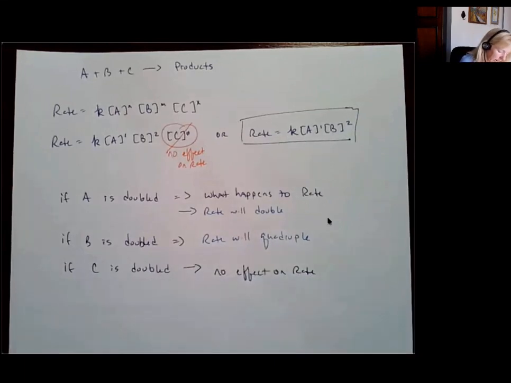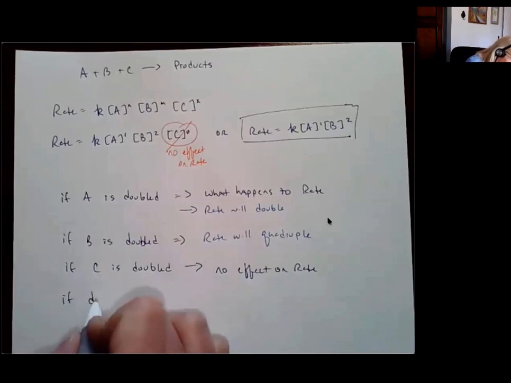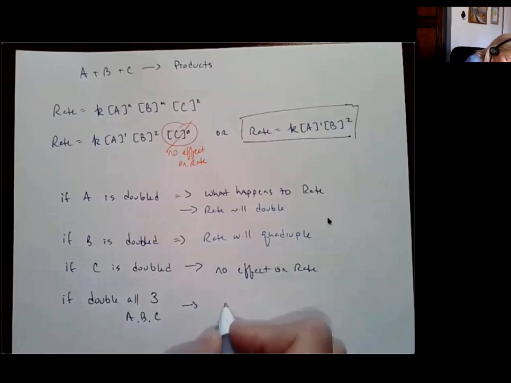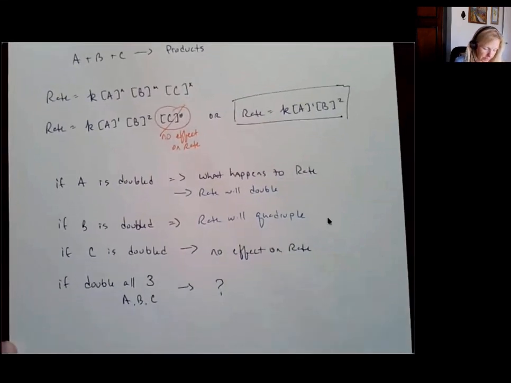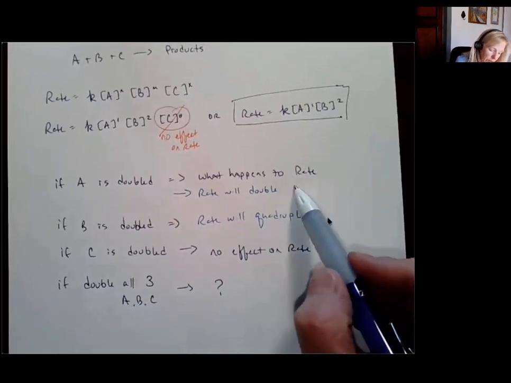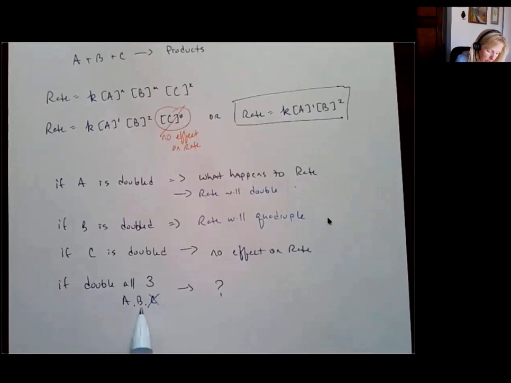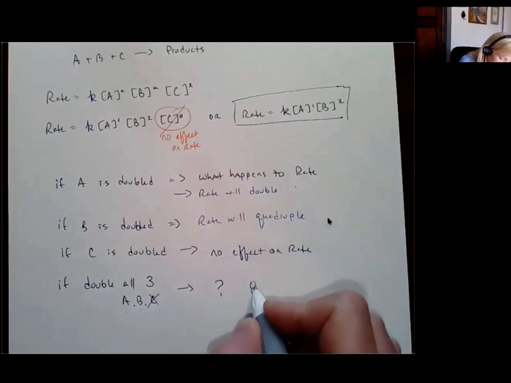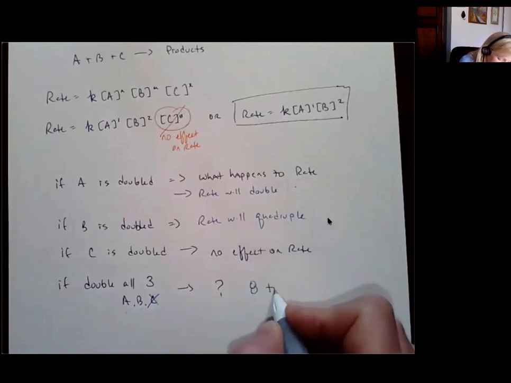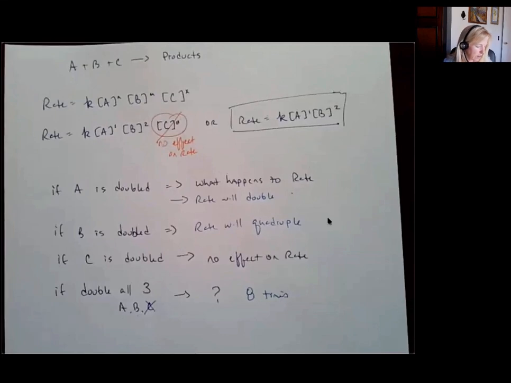Now let's say I have a scenario where I double all 3, A, B, and C. Now what's going to happen to the rate? So this is going to double the rate. This is going to quadruple. So if I double all 3, C doesn't have any effect. This will double, this will quadruple. So my rate is going to go up by 8 times. So that's a reaction order.